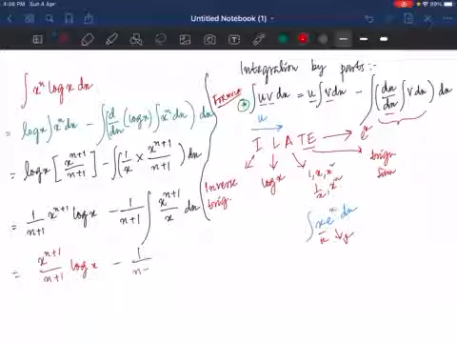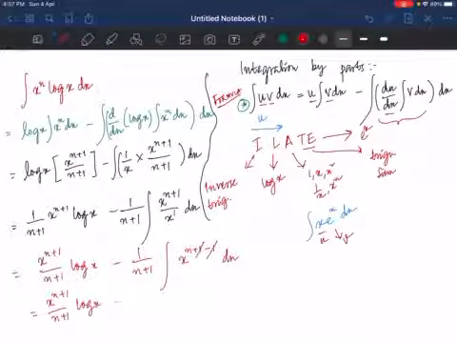So we have minus 1 divided by n plus 1 integration of x to the power n plus 1 minus 1. Here the power of x is 1, so dx, so this goes out. So we have x to the power n plus 1 divided by n plus 1 log x minus 1 divided by n plus 1, and the integration of x to the power n we already know, that is x to the power n plus 1 divided by n plus 1, and at the end we will write c.